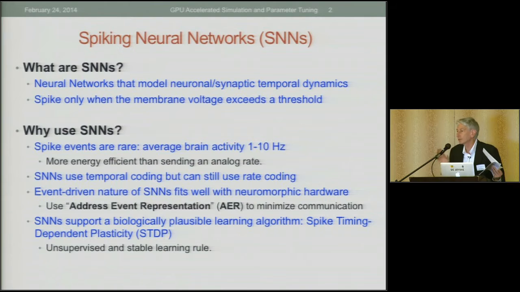I talked about plasticity this morning, but spiking networks support spike timing dependent plasticity. And that's a nice, stable, unsupervised learning rule that's biologically inspired. And they're event driven, and so that makes them computationally efficient and energy efficient if you're on hardware.